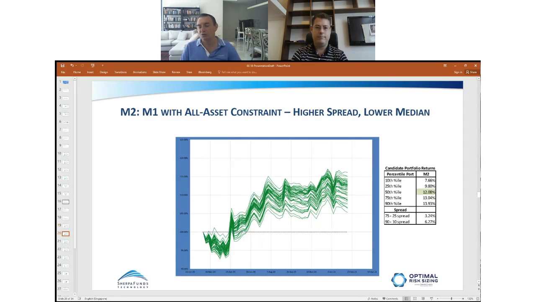If you say, actually, no, you must have every asset of the 45 in there, and the minimum size of each asset must be 50 basis points, then clearly you've added a constraint. You've reduced the set of possible portfolios you can build, and the fact that you've forced it to have all your assets in there ends up reducing the overall possible outcome. Your 50th percentile has dropped from 13 to about 12. But interestingly, your spread has narrowed slightly.